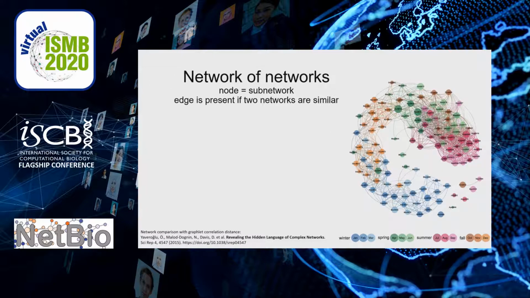Next, we used a more sophisticated approach, graphlet correlation distance. Since the start of my project, I was envisioning a network of networks, and I'm very proud to present it to you today. Each node represents one of the subnetworks you just saw in the video. If two nodes are connected, it is because they are similar according to their graphlet distribution.